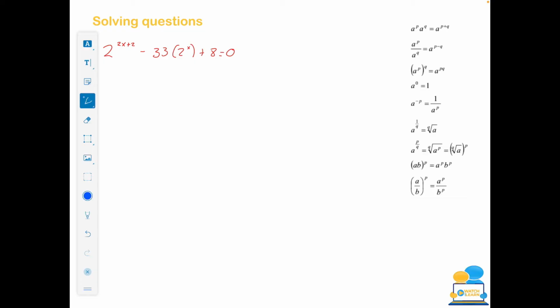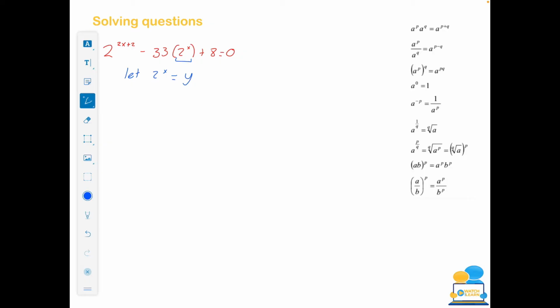So we have 2 to the power of 2x plus 2 minus 33 multiplied by 2 to the power of x plus 8 is equal to 0. So with these type of questions, you pick out the indice with the simplest part, the nicest looking indice, so it's 2 to the power of x. And what we're going to do, we're going to let 2 to the power of x equal y.